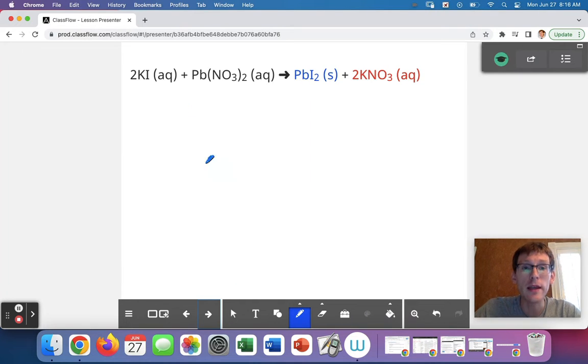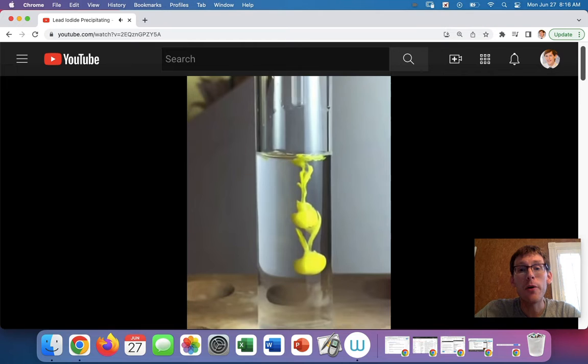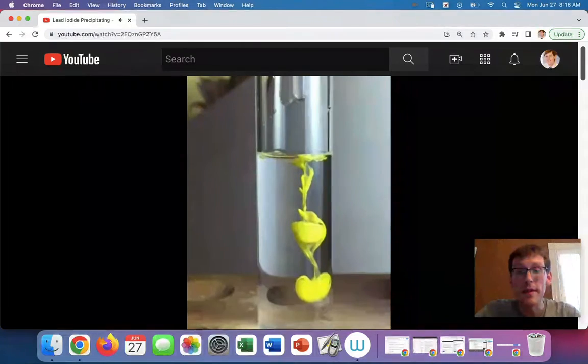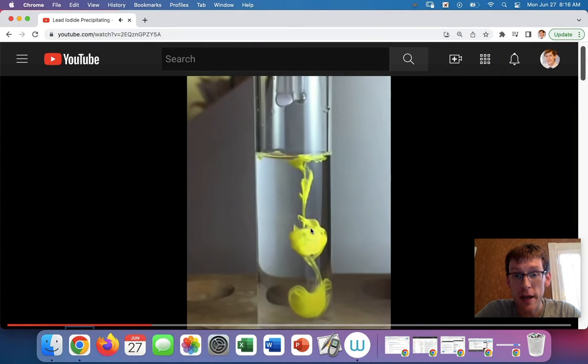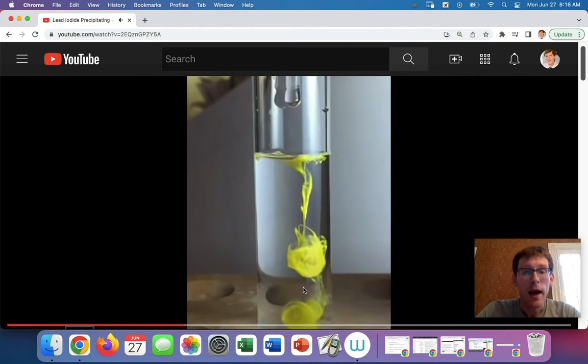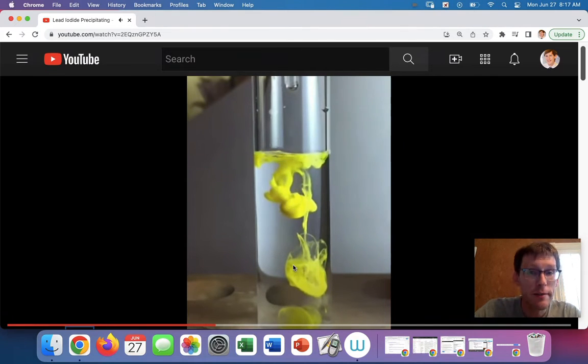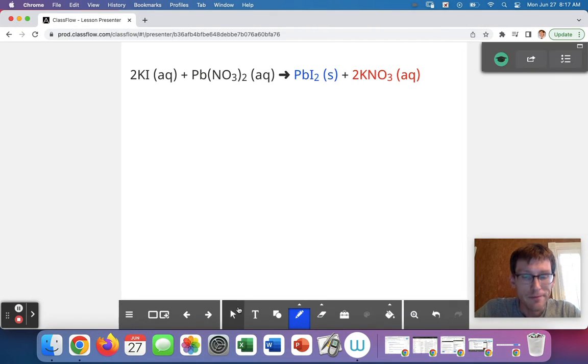On the other hand, if you were to mix potassium iodide solution and lead 2 nitrate solution, you would get a reaction, and it looks like this. Now, how do I know that this is lead 2 iodide, that is this yellow stuff that's precipitating out as a solid and sinking to the bottom? How do I know that it's lead 2 iodide and not the potassium nitrate? Well, here's how I know.